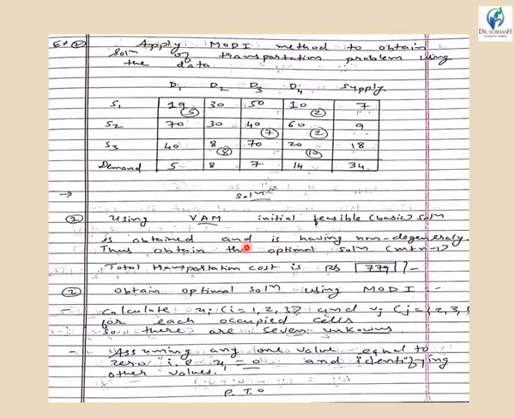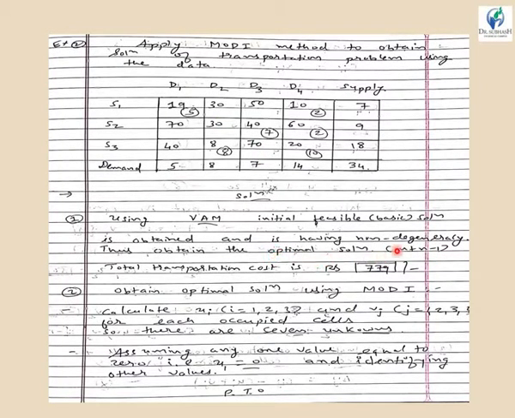So now one more thing, we need to check whether the problem is having degeneracy or not. So that can also be checked. The cells in which we had done the allocation are called occupied cells, and the cells in which there is no allocation we will call unoccupied cells. So understand the difference between the two.